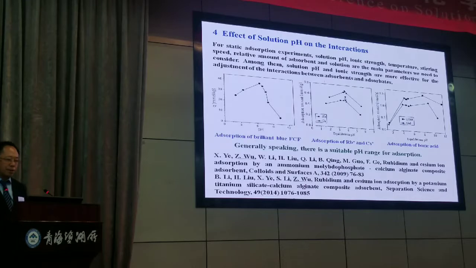Effect of solution pH on the interaction. First, batch adsorption experiments. Solution pH, adsorbate concentration, temperature, stirring speed, and the relative amount of adsorbent and solution are the main parameters we need to consider. Among these parameters, pH and adsorbate concentration are more effective for the adjustment of the interaction between adsorbent and adsorbate.